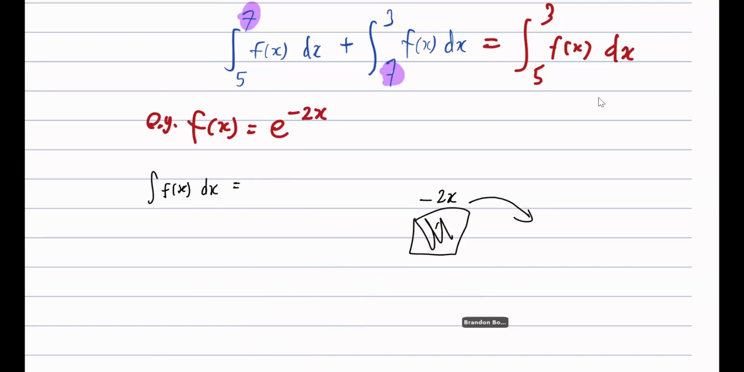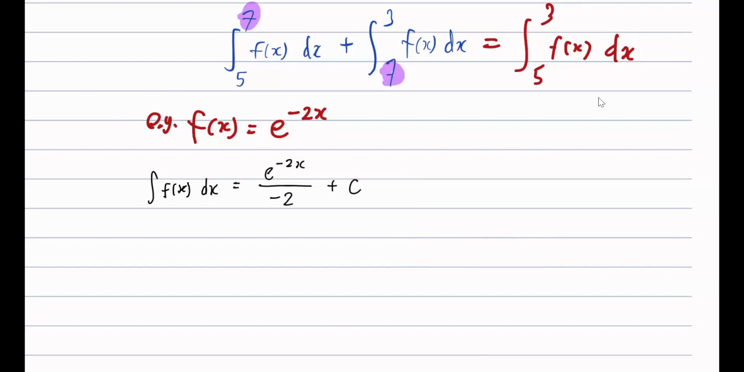So in general, whenever you have a coefficient of x, you just divide. Just like sine, just like cosine, tangent, e power, ln, something, you just divide. So anyways, e power -2x divided by -2, plus c. Now, because we're doing a definite integral, you can essentially throw away the plus c.